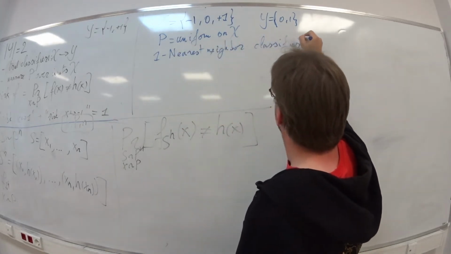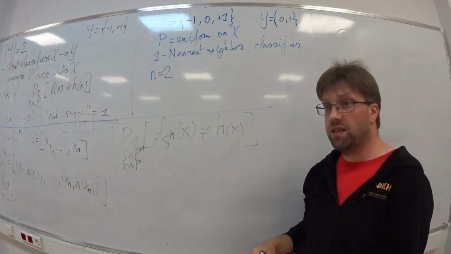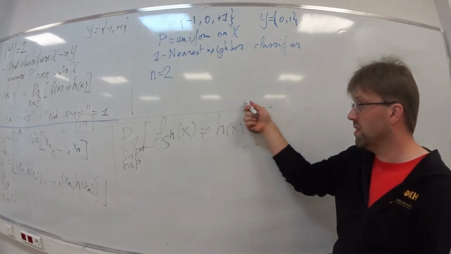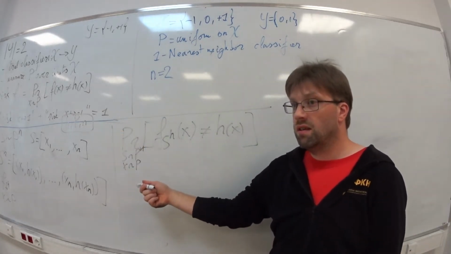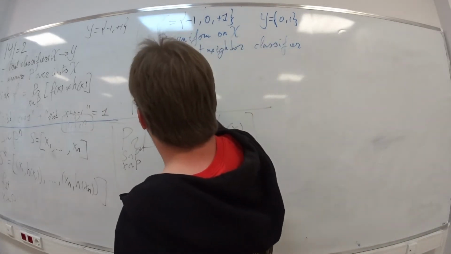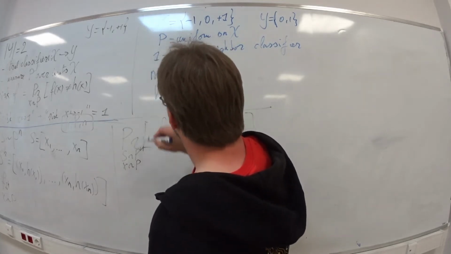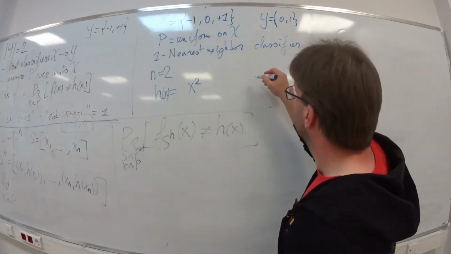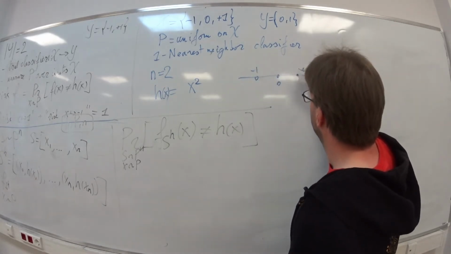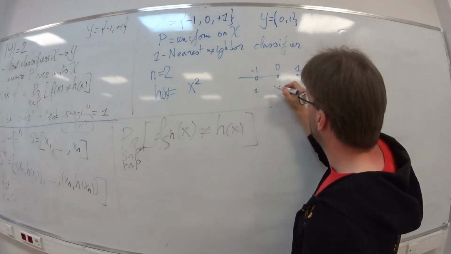Classifier. And let us put n equal to 2, so a training set of 2 elements. And then the question is, what is the value of this thing? And what is H? Sorry, good point. H is equal to x squared. That means, so here is x, we have -1, 0, and 1. And so the labels are 1, 0, 1.